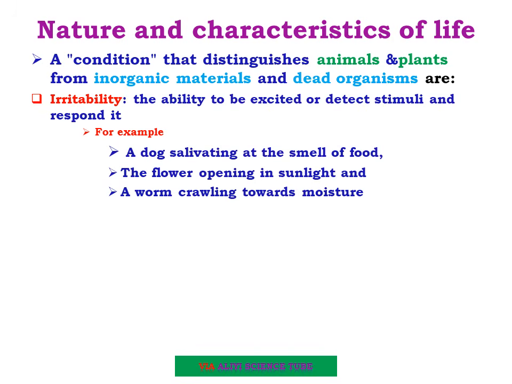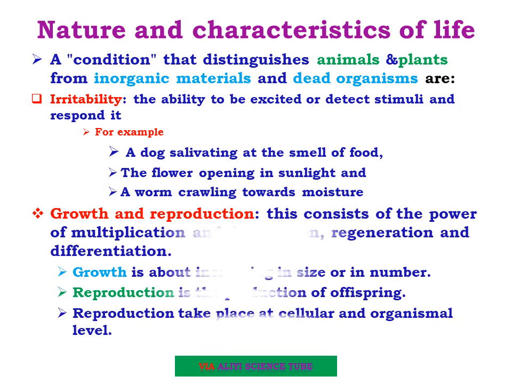One, irritability: the ability to be excited or to detect stimuli and respond. For example, a dog salivating at the smell of food, a flower opening in sunlight, and a worm crawling toward moisture and away from sunlight.